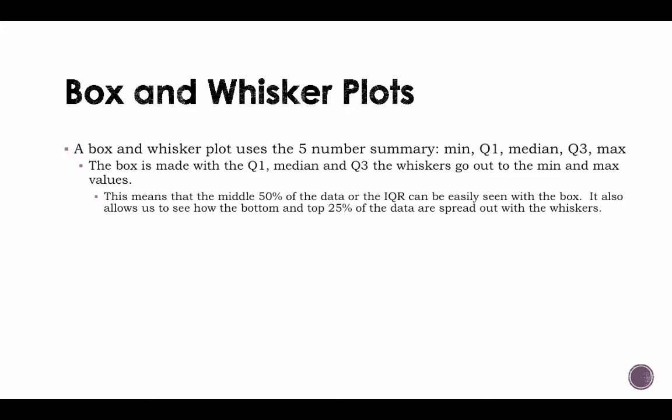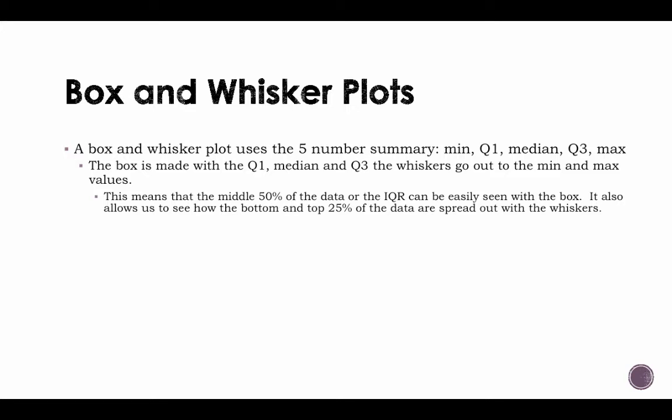This means that the middle 50% of our data, or the IQR, can be easily seen with the box. It also allows us to see how the top and bottom 25% of the data are spread out with the whiskers, as well as how the middle 25% within our IQR is spread out as well, because sometimes there are big differences there. So the nice thing about a box plot is that it easily allows us to identify the median and IQR, and it allows us to determine if the data is symmetric or skewed.